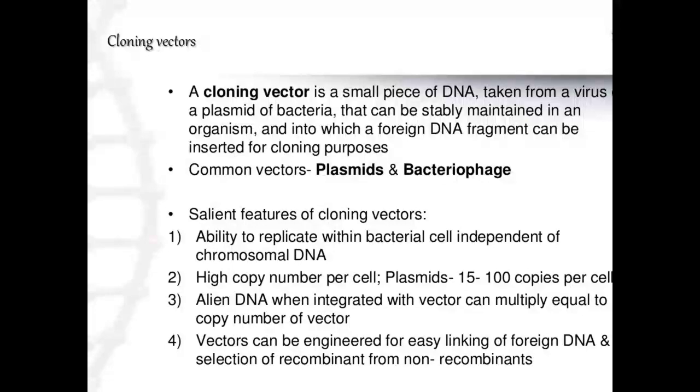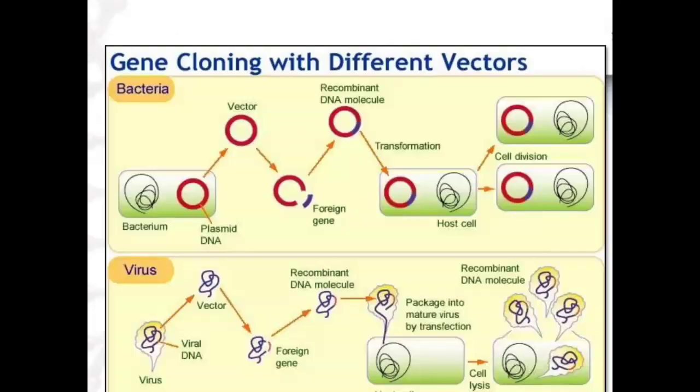So when an alien DNA, the foreign DNA, is integrated with the vector, it can be multiplied to form the same number of copies as the vector. The vector can be engineered for easy linking of the foreign DNA and for selection of recombinant DNA from non-recombinant DNA.